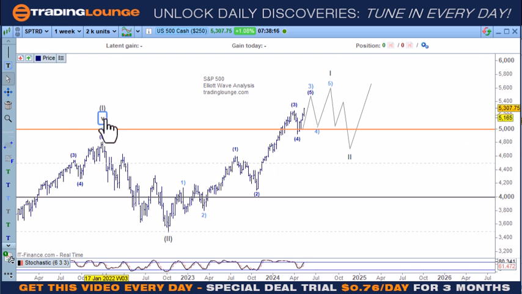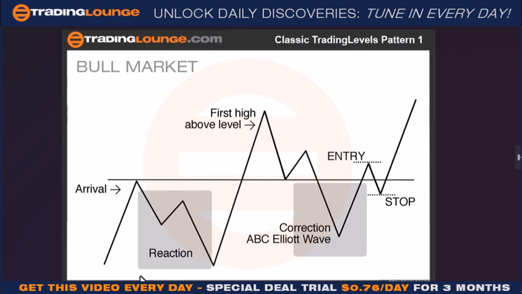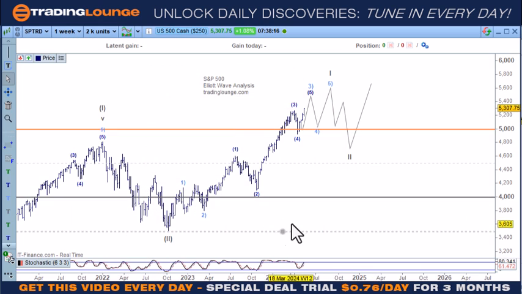So really this is the arrival over here, this is the reaction, and this is the 5 waves up for the first high above the level. So we can look at it like this: the arrival, the reaction, the first high above the level, a correction, and then we go off again. There are only 3 patterns that really occur at levels, and in the bigger picture, this is what we can be looking at here.